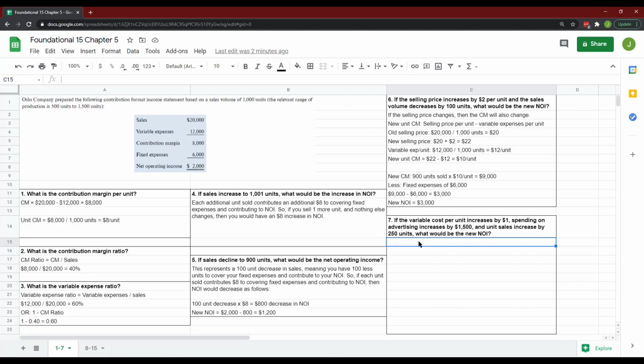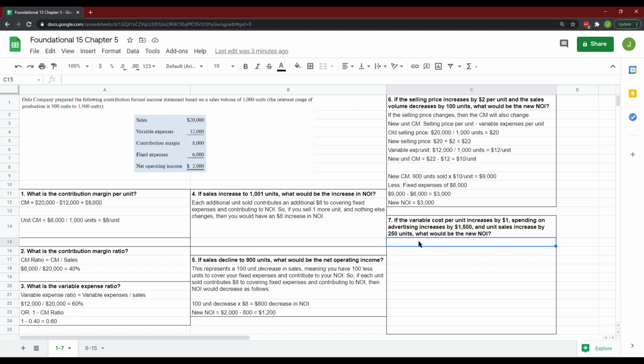But then they also talk about spending more on advertising. So ramping that up by $1,500. So what category would this increase in advertising spending fall under? Well, that would be an increase to fixed expenses, because usually with this, we set aside a specific amount of dollars to spend on advertising, right? So they're putting another $1,500 aside each period to spend on that category. So we have $1,500 more in fixed expenses. Fixed expenses were $6,000 before. Now it would be $7,500.